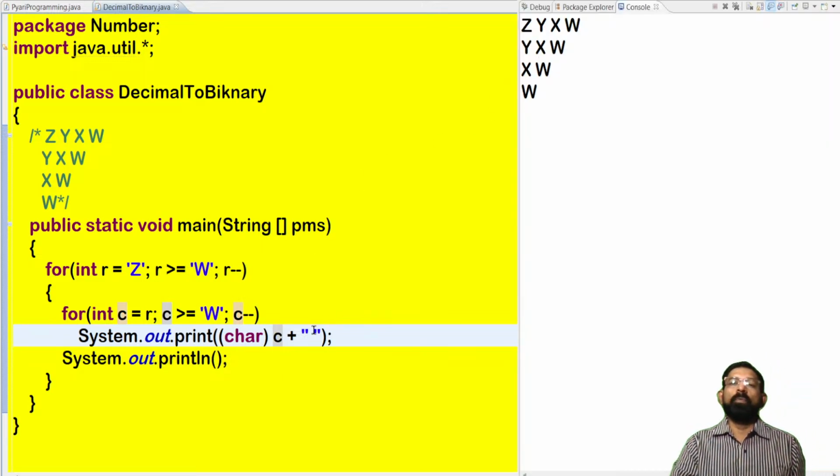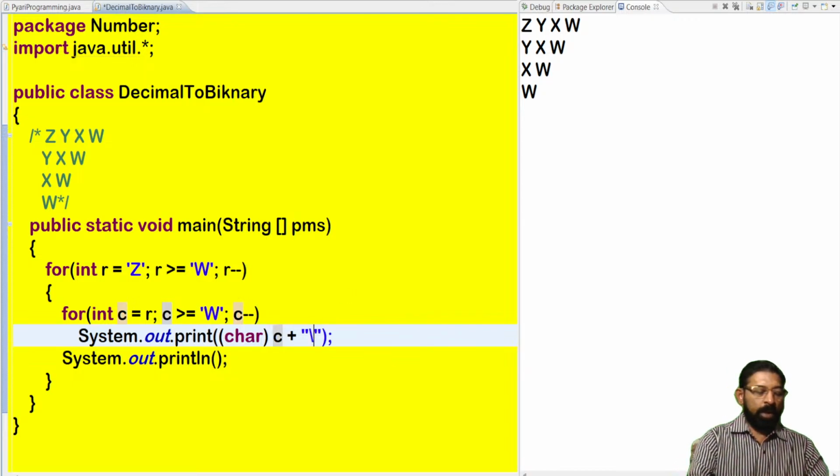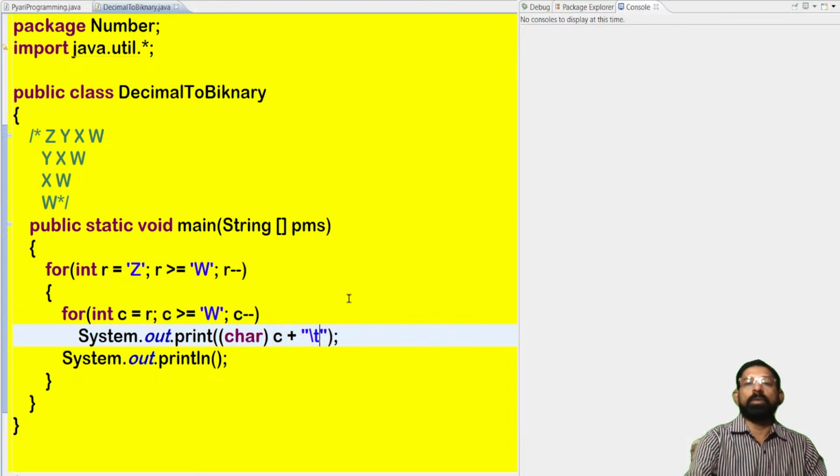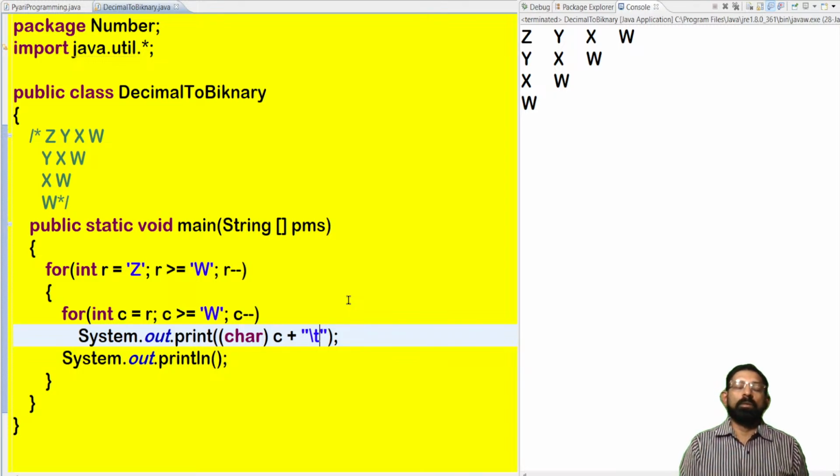If you want to give tab space, you can get the output like this. If I give tab space, I will get the output like this. \t for tab space.